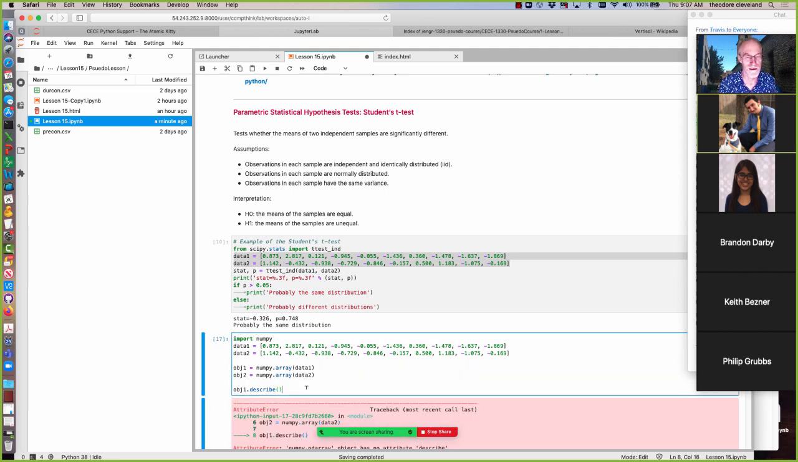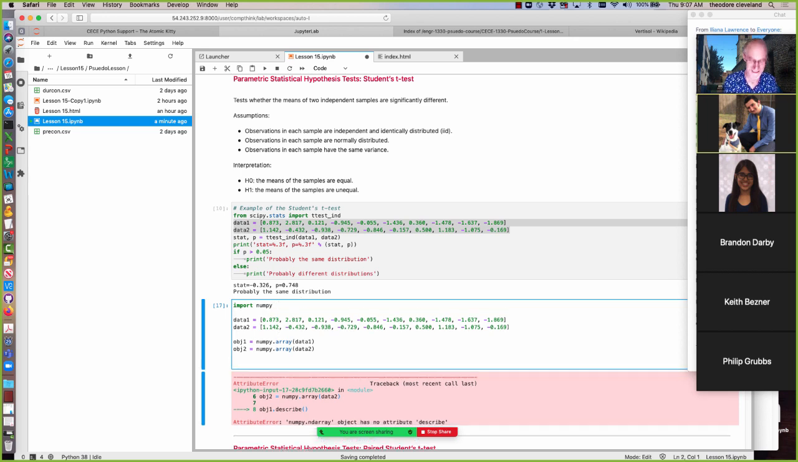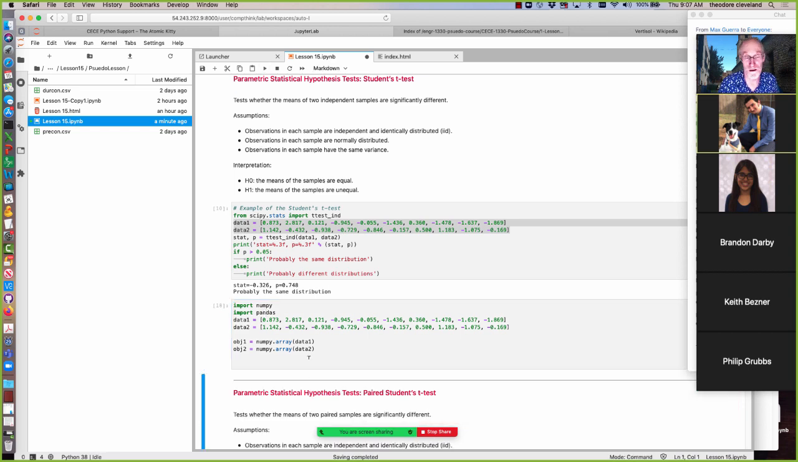Liana, you used to be very active in helping us. Come on, unmute. So NumPy has no attribute called describe. That must be Panda's deal, right? Yeah, so the whole point of learning this, folks, was to be able to do this stuff. Good thing I caught that spelling error because you all weren't going to help.